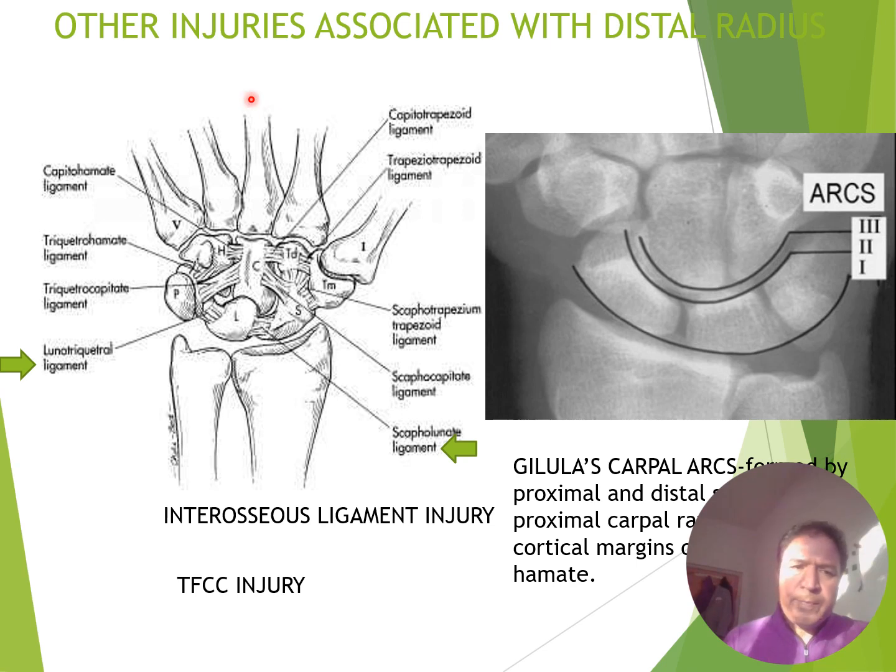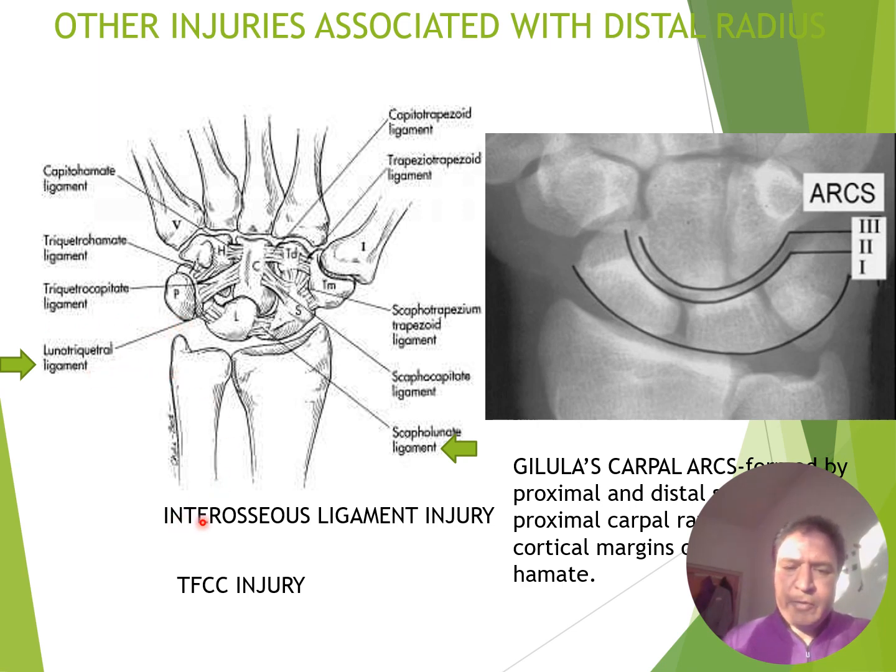Now we have other injuries associated with distal radius fractures. What are the other injuries associated with distal radius fractures? This is the ligament. This is the triquetral chondral ligament.